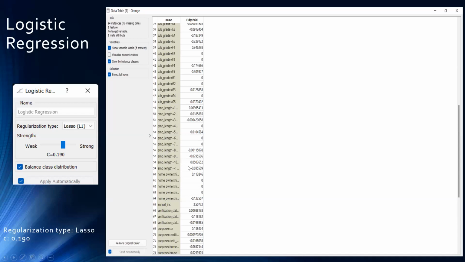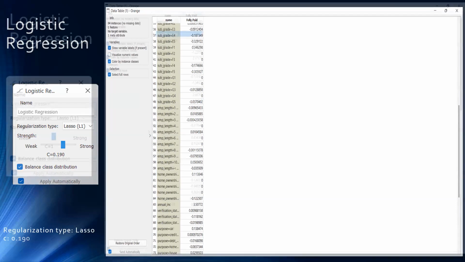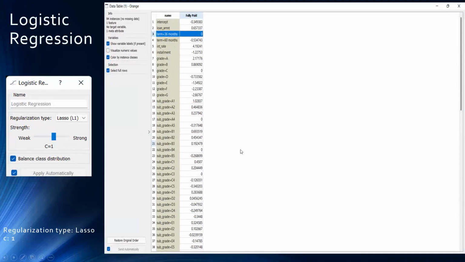When we see employment length, there are several 0 features, but there is a feature actually. They are classes. Home ownership has 0 values too. Next slide, please. When we take term, 36 months is 0 too.